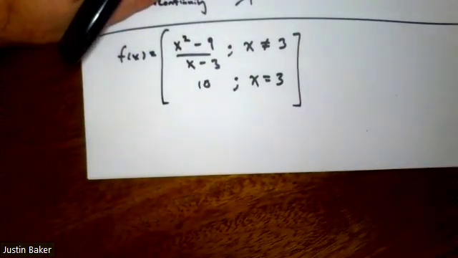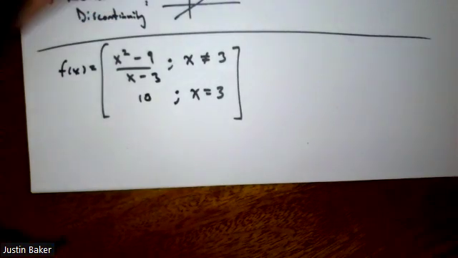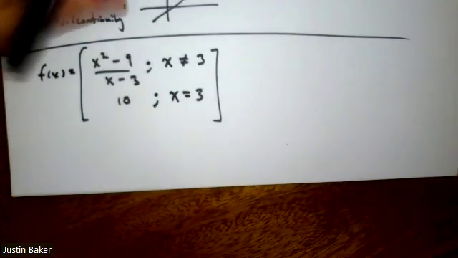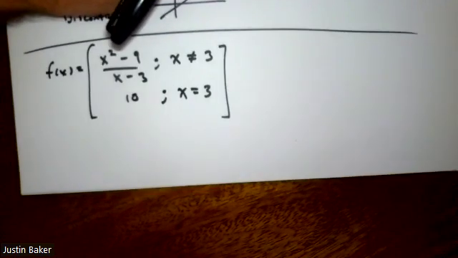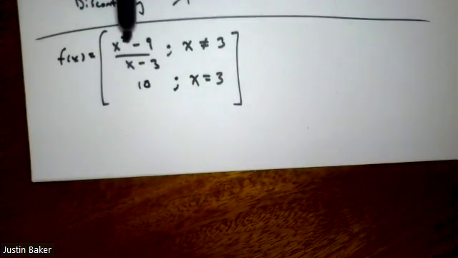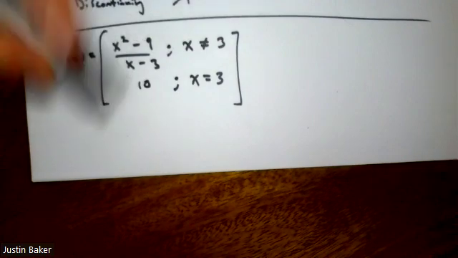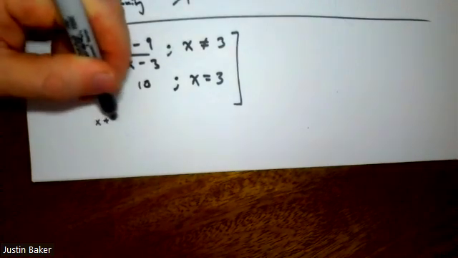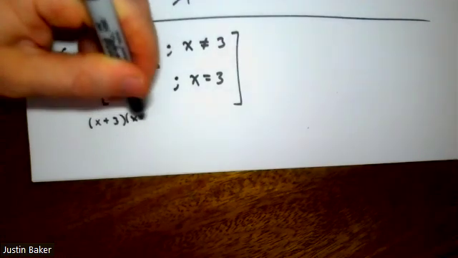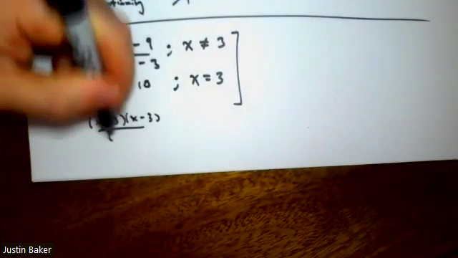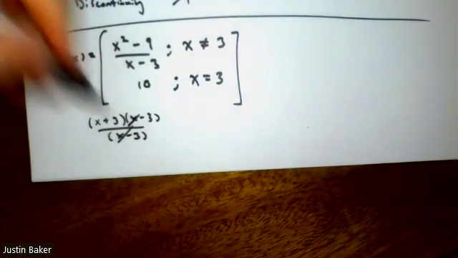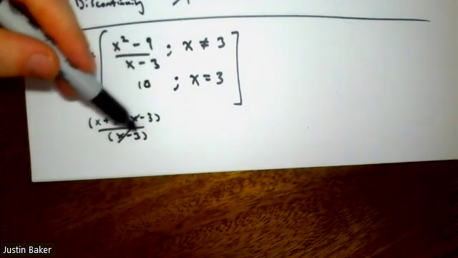All right, and we're asking, is this continuous? And if it's removable, could we fix this situation? So let's do a full exploration on this. This one would factor, right? So this is really going to be (x plus 3)(x minus 3) over (x minus 3). So that creates a hole in the graph at 3.